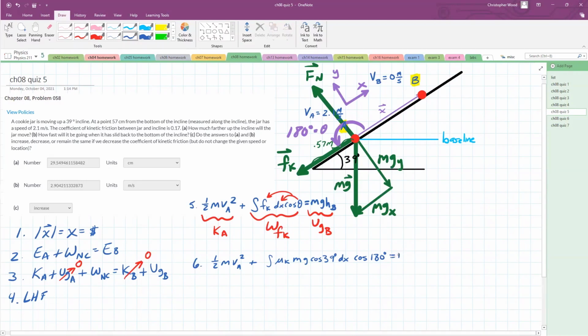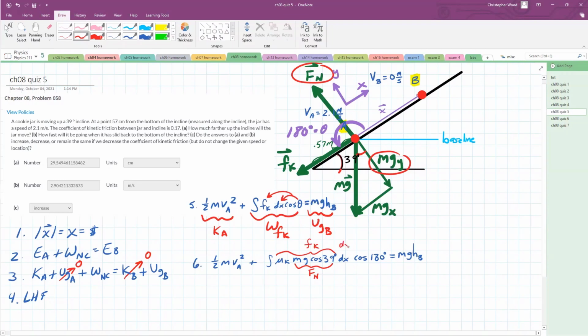Equals mg hB. So let me just make sure I'm correct here. This is Fn. Because a Y-force inventory shows that this Fn is equal to this component. If this is 39 degrees, that's 39. So I'll let you verify all of that, but feeling good about that being Fn. This is F sub K.